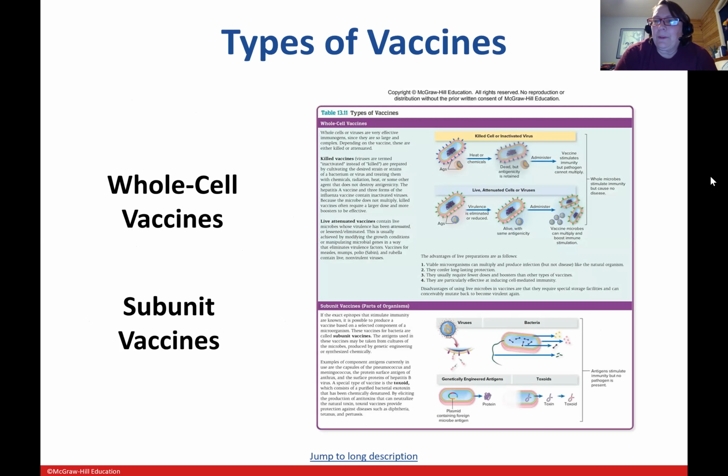Okay, so here is basically a picture of what we just talked about. So we have whole cell or whole virus vaccines. Typically those are attenuated, so they do something to make them less virulent, but still have the same antigens on the viruses to actually make the immune system learn how to fight off that particular virus in the wild type. Subunits are basically where you chop things up and use pieces in order to get the response to that antigen.